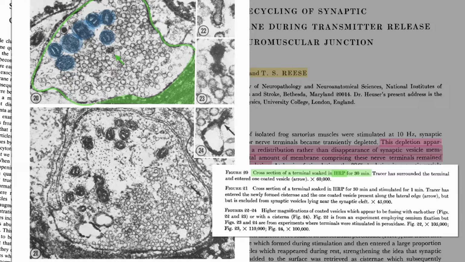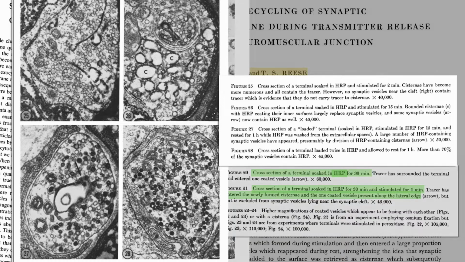In figure 21, the terminal was stimulated for a minute and caused HRP to enter structures now known as endosomes. Here again, the scientists only saw one vesicle filled with HRP. The scientists now performed a stimulation for 2 and 15 minutes on different terminals, and you can see the results in figure 25 and 26.